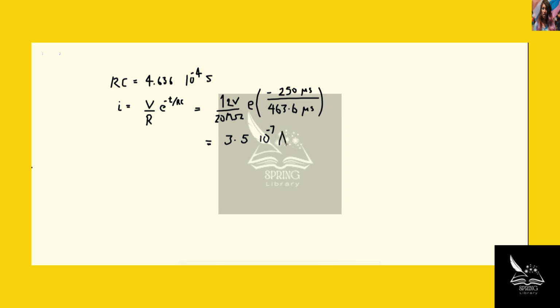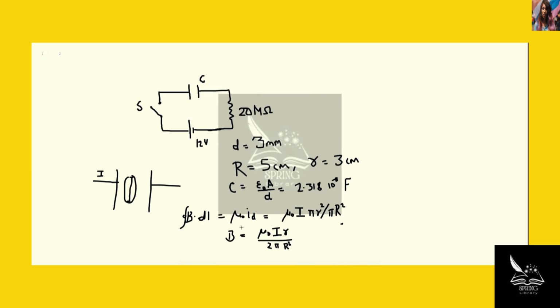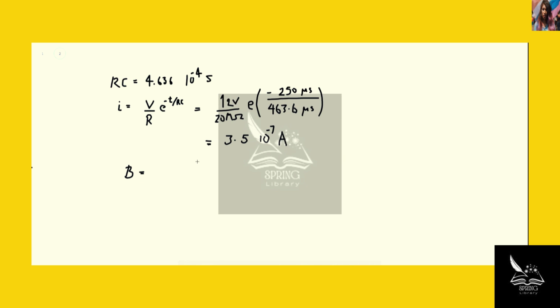We see that after 250 microseconds, the current has reduced, because R is very large, so the current initially was also very small. Thus the magnetic field due to the displacement current is mu naught I. This I is the same as the I we have here. Putting in all the numbers, we get 8.4 times 10 power minus 13 Tesla.